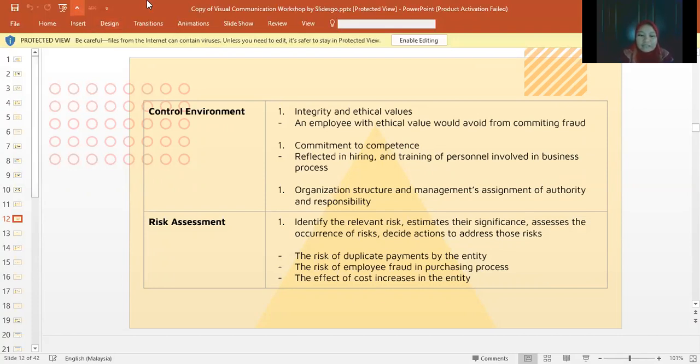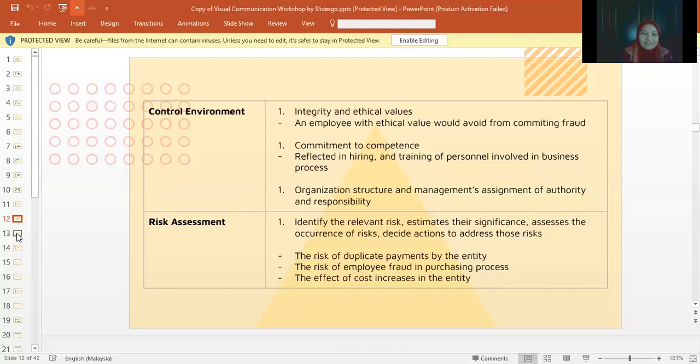The second internal control is risk assessment. Identify the relevant risks, estimate their significance, assess the likelihood of occurrence, and then decide actions to address those risks. Examples of risks that may happen are the risk of duplicate payments by the entity, the risk of employee fraud in the purchasing process, and the effect of cost increases in the entity.